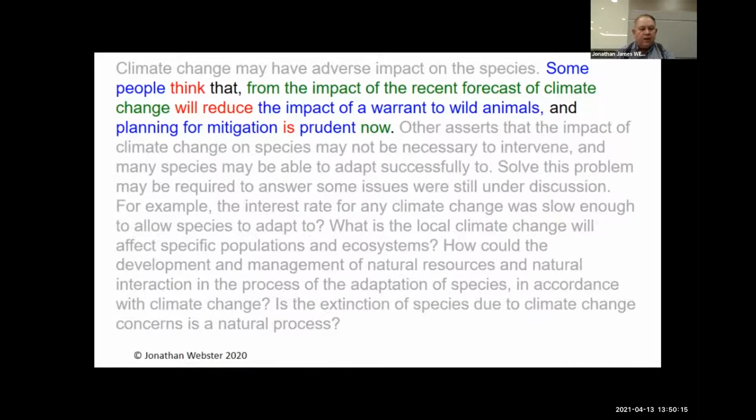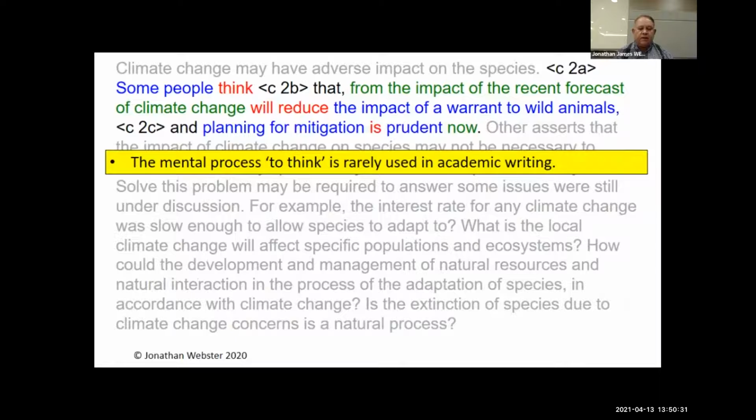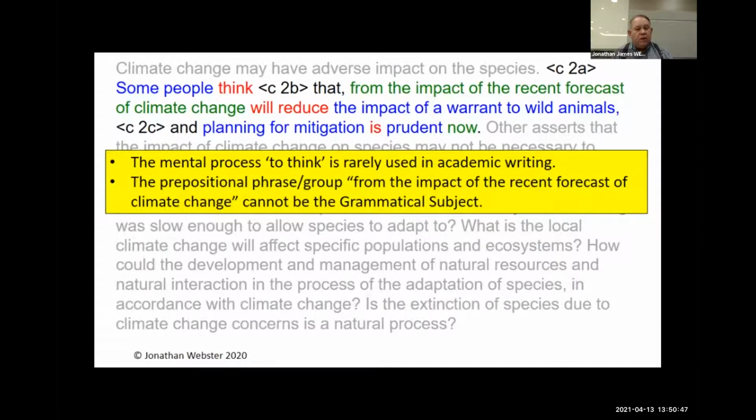Some people think that from the impact of the recent forecast of climate change, I ask you to think about this sentence in terms of process, participant, circumstance. Well, first of all, think about the process. Think. Rarely used in academic writing. Not to say that we don't think, but we don't make it so subjective. Now notice, what is the grammatical subject? The grammatical subject is a prepositional phrase. From the impact of the recent forecast of climate change. That is a circumstance. A circumstance cannot be the grammatical subject.